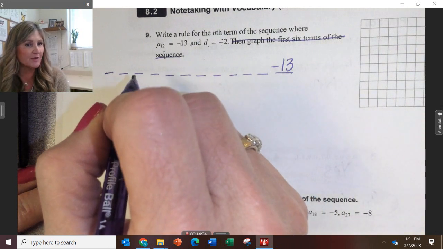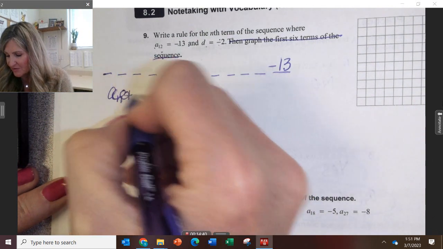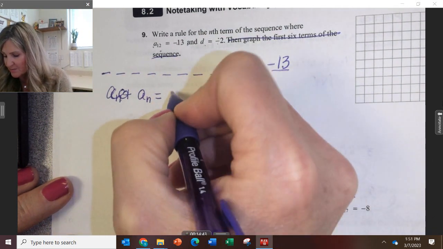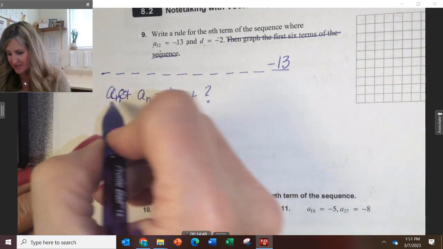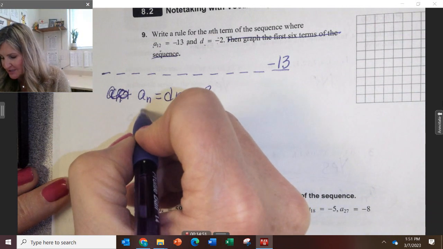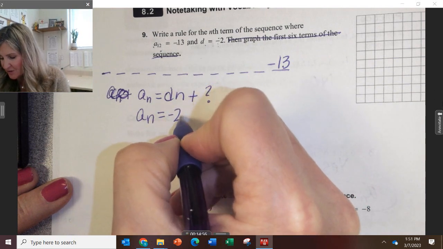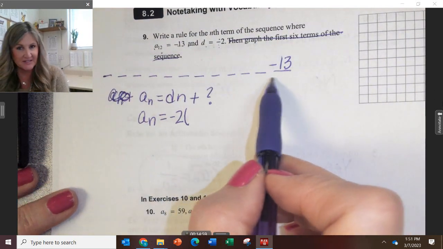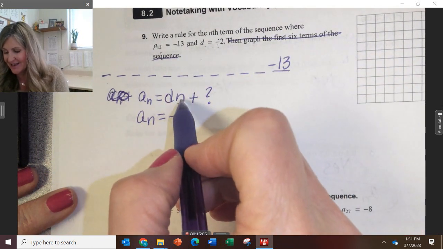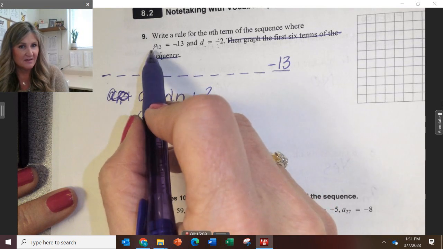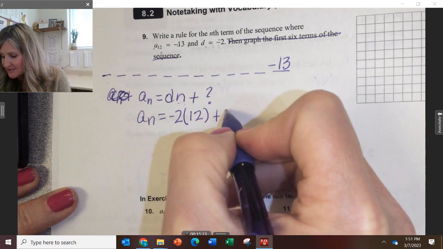You can choose which formula you want to use. I'm going to do a sub n equals dn plus question mark. That's what we keep using. All right, I'm going to do a sub n for now. What is the d value? Negative 2. What is the only n value they tell us? Not negative 13. What is the n value they tell us? 12. So I know negative 2 times 12 plus something.